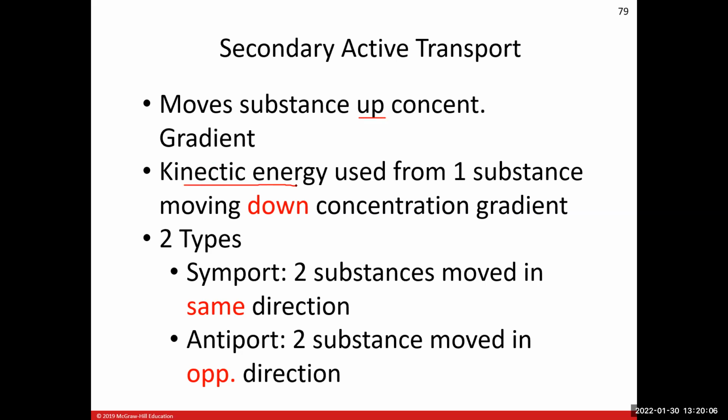So what happens with this type of active transport is that one of these substances has to move down its concentration gradient, right? And the movement of that substance, molecule, whatever, is going to generate kinetic energy. And then that kinetic energy will allow the movement of that second substance up its concentration gradient. So there's two types, symport and antiport. Sym means that both the substances that are going to be moving during this type of active transport are going to move in the same direction. Sym, same, right? Antiport, two substances will be moved, but again, with the movement of these substances, one is going to go in the opposite direction of the other. So anti will be opposite of one another.